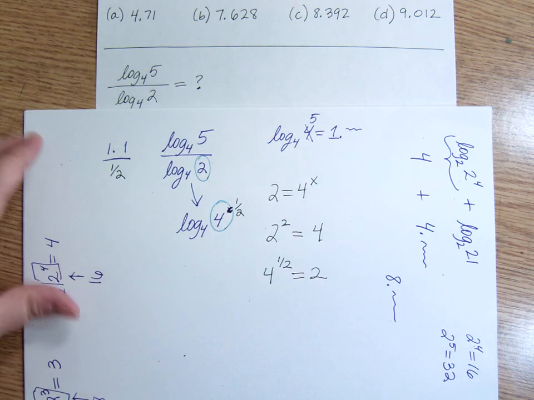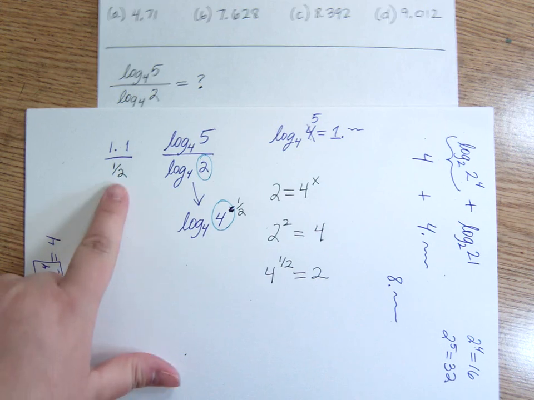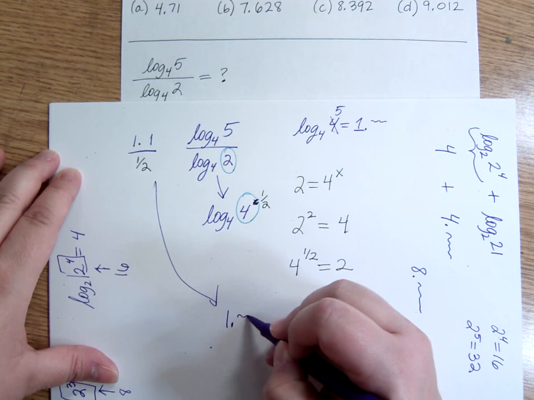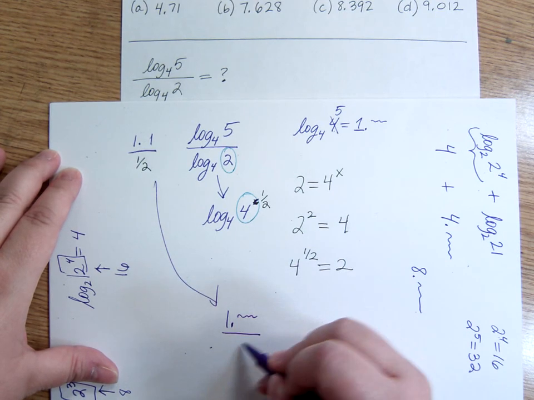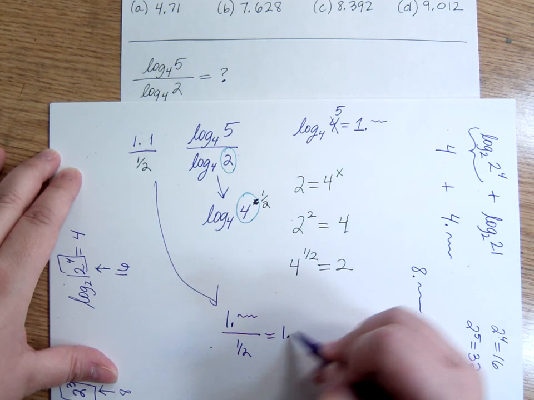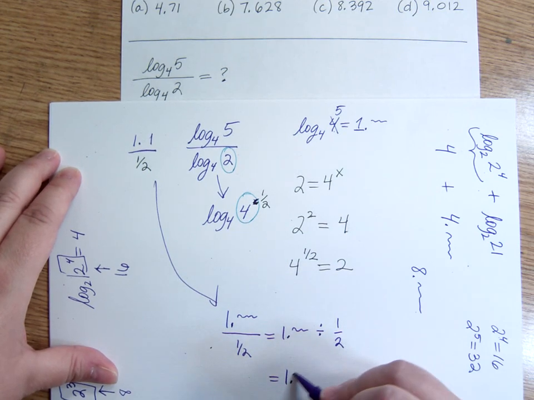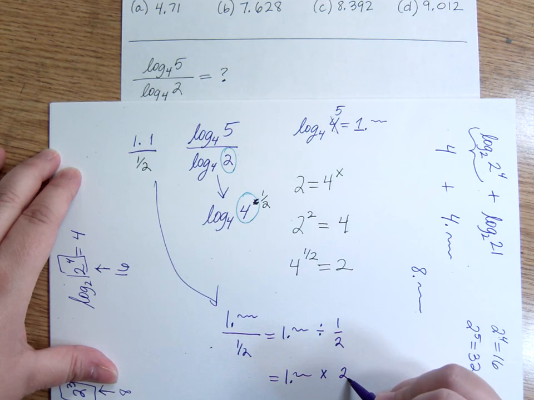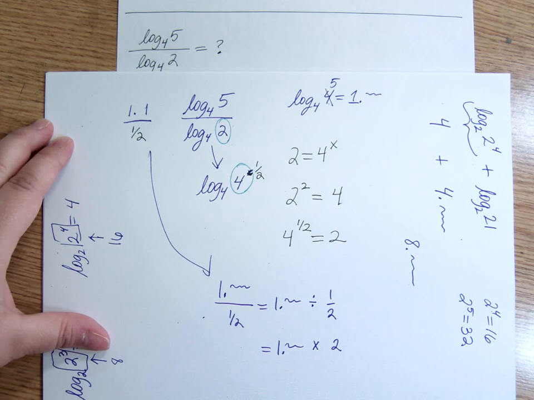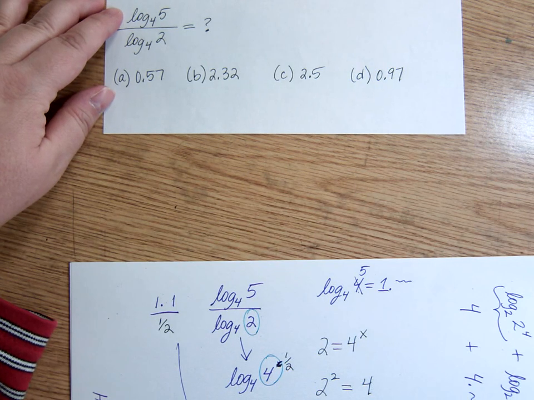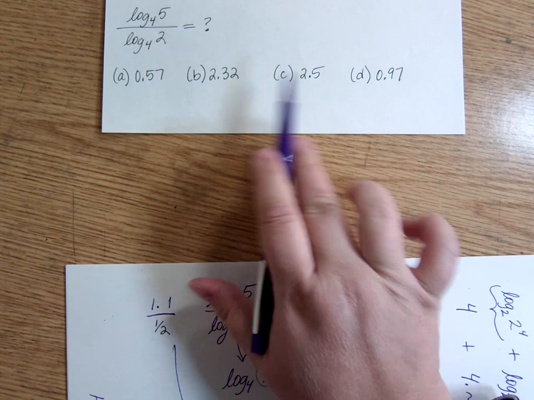If we divide by 1/2, dividing by 1/2 is the same as multiplying times what? Dividing by a fraction, you flip it and multiply. So we've got 1 point something divided by 1/2. That means 1 point something times 2 over 1. So 2 times 1 point something is going to give me 2 point something.